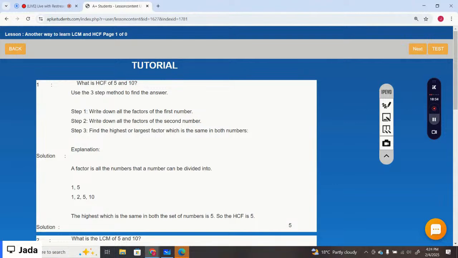What is the HCF of 5 and 10? You need to write down all the factors of the first number, write down all the factors of the second number, and then find the highest common one. The factors of 5 are 1 and 5. The factors of 10 are 1, 2, 5, and 10. So the highest common factor is 5.